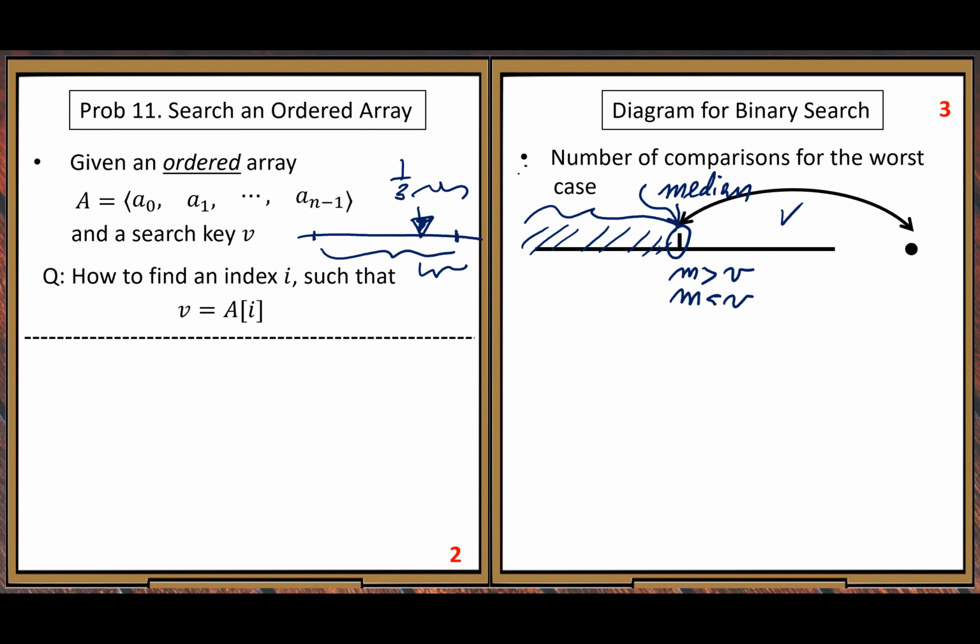Here we drop 1/2 of the problem size, but there you may drop only 1/3 of the problem size. That means your problem size reduction is slower than this median way. The median way is faster. So that tells us this median way is the overall best way.